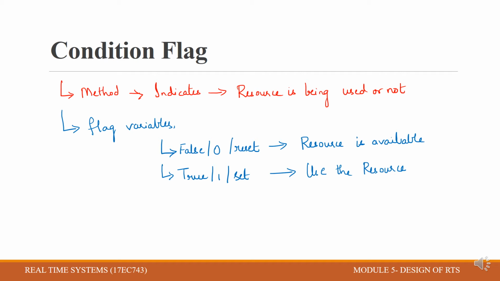Availability is different, that is semaphore. So the condition flag tells the information about whether a resource is being used or not. It is basically associated with the flag variables. If it is false, 0 or reset, if you see the value to be 0, it means that the resource is available. If you have to use it, you have to make it 1 and you start using this resource.